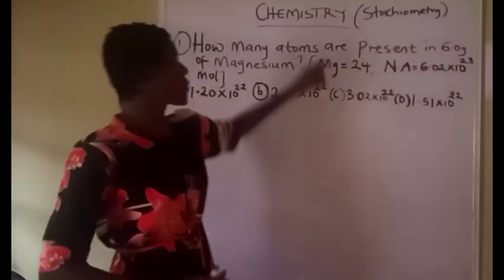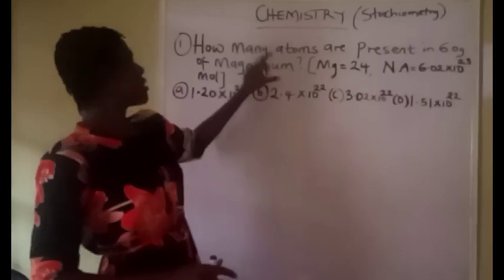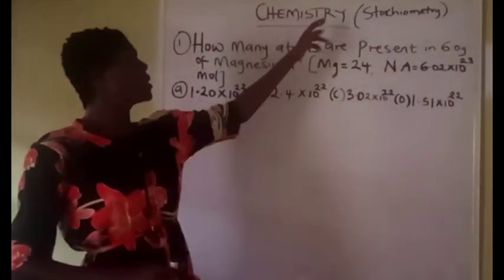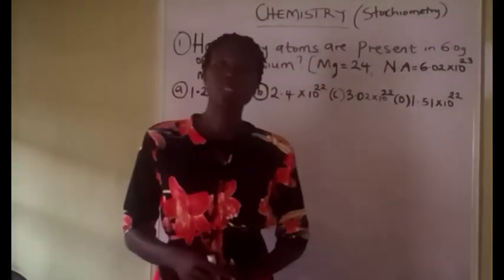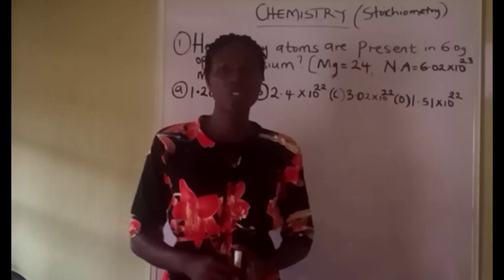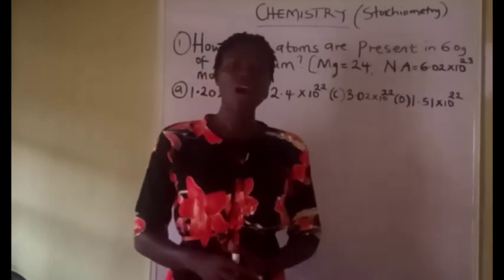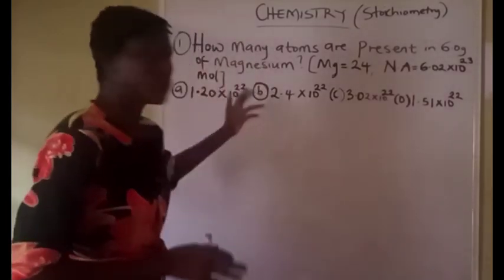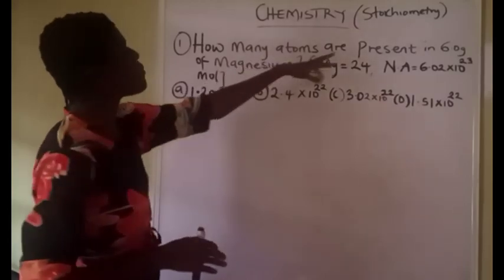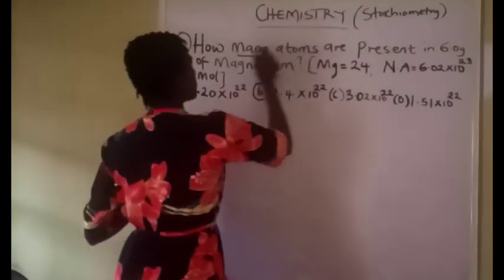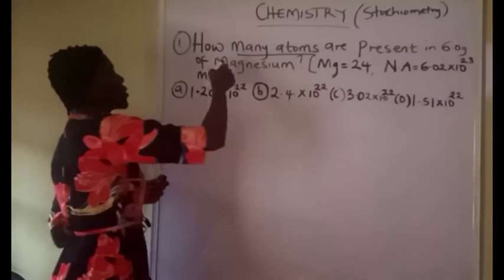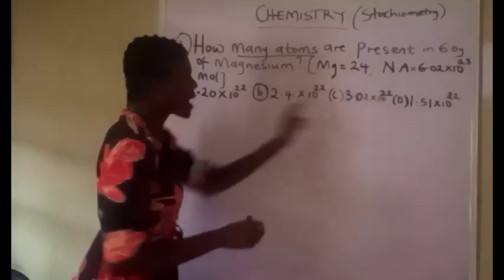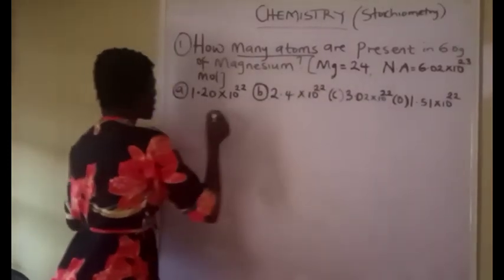So this is a branch of chemistry. Whenever I see a question in this form, it's talking about stoichiometry. That will lead me to creating content on balancing of chemical equations. In my next video, I'll make a video on balancing of equations. So let's go further to the question. How many atoms are present in 6.0 grams of magnesium? The Mg here, given to us as 24, is the atomic mass we're going to take.